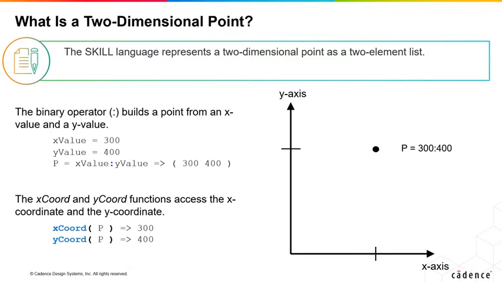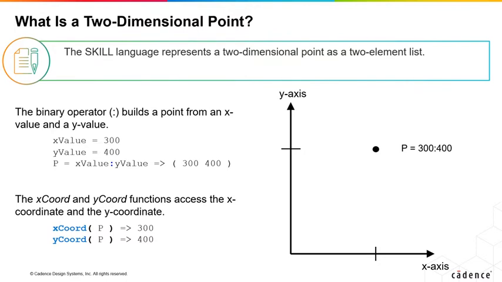So here, for example, you see we've set X value equal to 300, Y value equal to 400, and then we're defining a point P in which we specify X value colon Y value, and you see it builds the list for us of 300, 400. So again, this colon operator is actually building a list for us, and it's basically a shorthand syntax to make it easier to write and read our code.